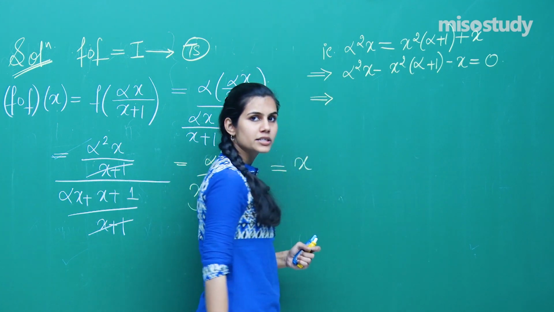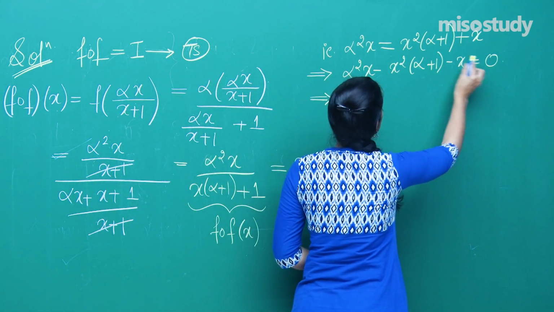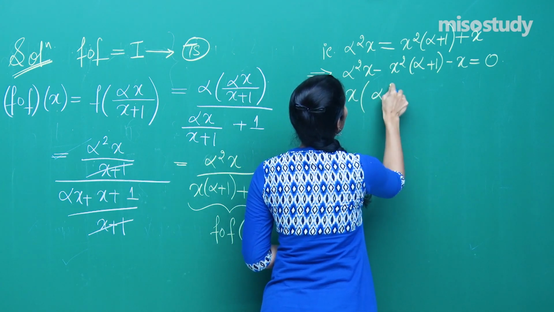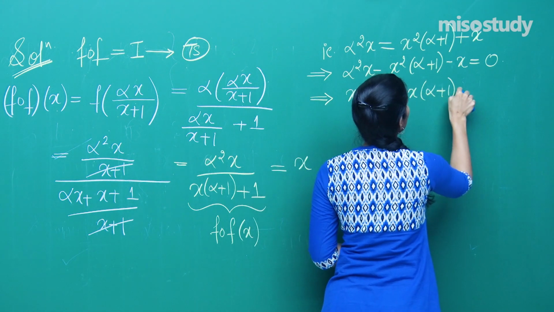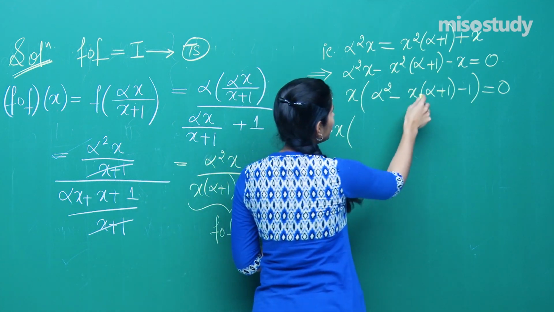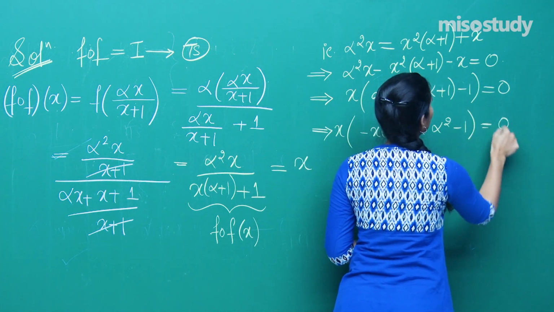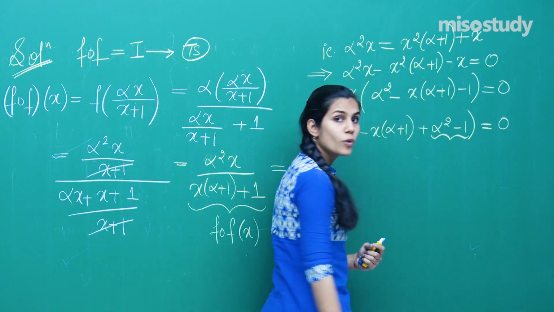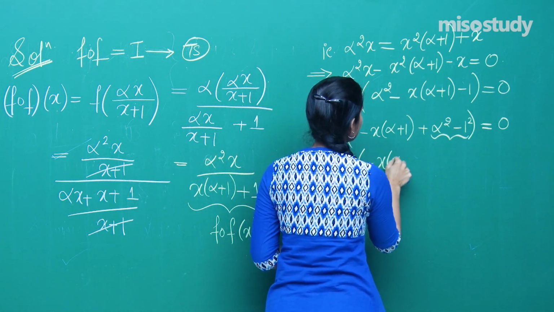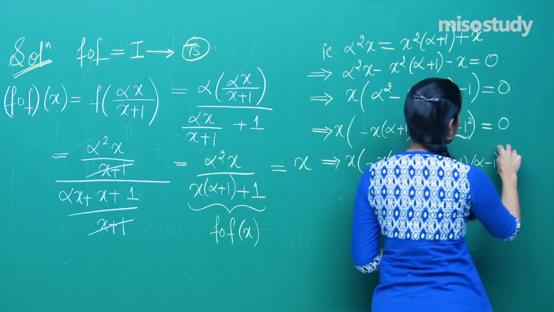Now, this means what? Well, if I want FOF of x to be equal to x for every x, this means for every x, this equation should be satisfied. And this means if I just take out x common, you have alpha square minus x times alpha plus 1 minus 1 equals 0. Outside you have, here you can just write this as this plus alpha square minus 1. But you know what a square minus b square is, because I can write 1 as 1 square. So this happens to be x common minus x times alpha plus 1 plus a plus b into a minus b is a square minus b square.